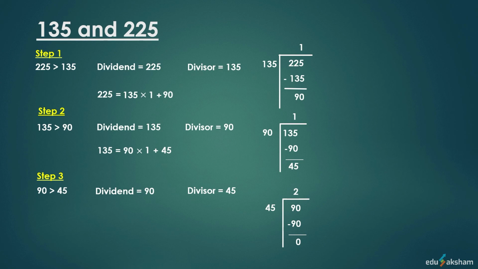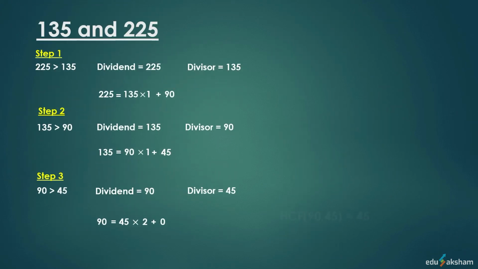90 can be represented in the following manner. Now, we see that the remainder at this stage is 0, which means 45 divides 90 exactly. So, the HCF of 90 and 45 will be 45.